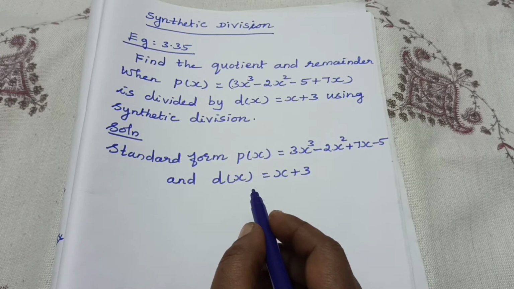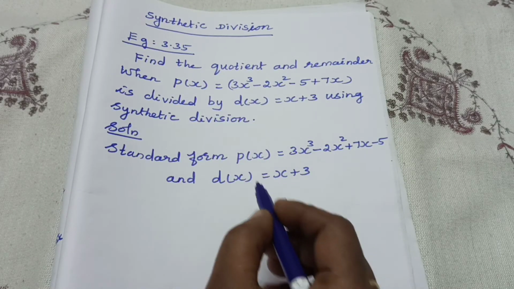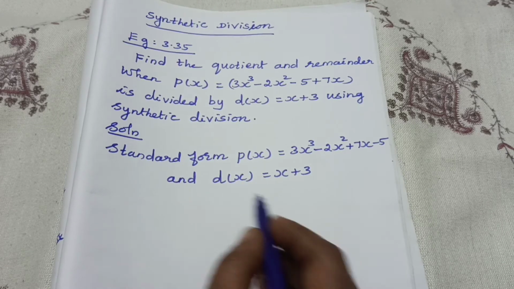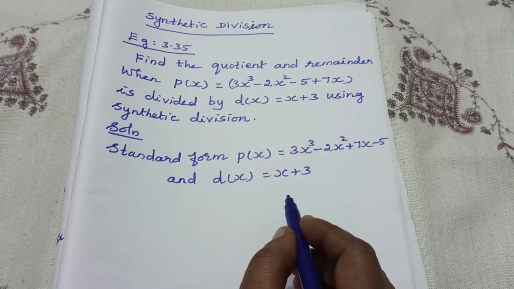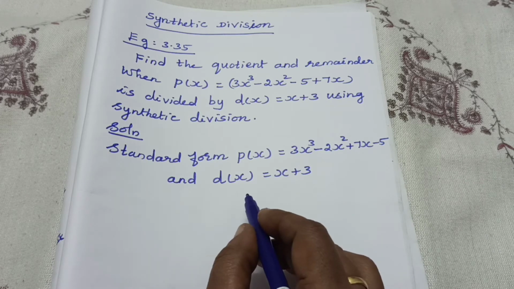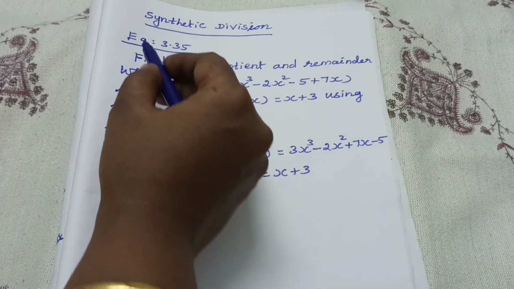The previous method is the long division method, but here we will calculate without writing the variables. Then I will explain one example, and at that time you will understand.